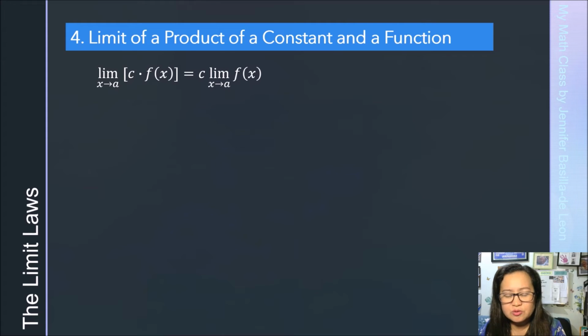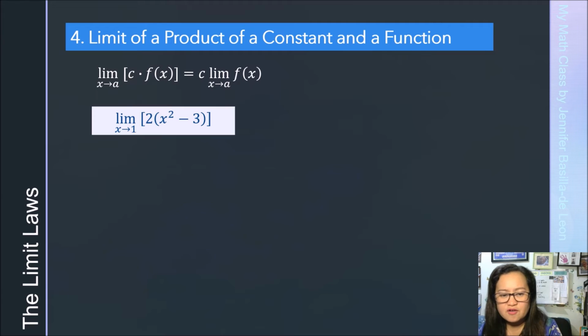This rule states that if we have a limit of c times f of x as x approaches a, this can also be evaluated using this expression: c times the limit of f of x as x approaches a. For example, we have the limit of 2 times the quantity x squared minus 3 as x approaches 1. We can have 2 times the limit of x squared minus 3 as x approaches 1.